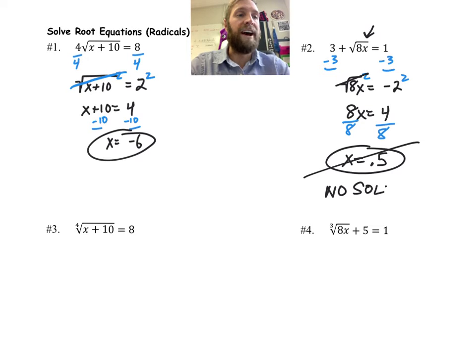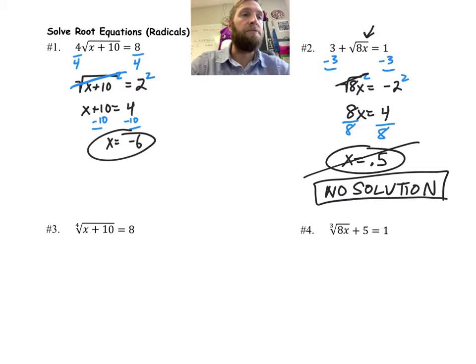Again, we can decide this earlier on, and we can realize this earlier on if we pay attention to when we get that group by itself, when we get that square root by itself. If it is equal to a negative, we get to stop right at that moment and write no solution. So we could have done that a little bit earlier, writing no solution up there.